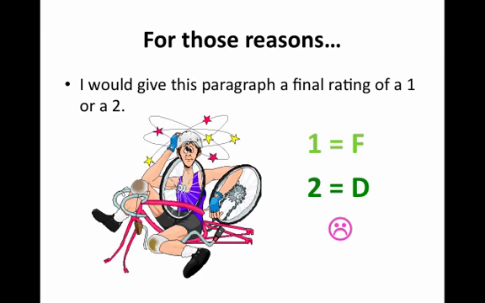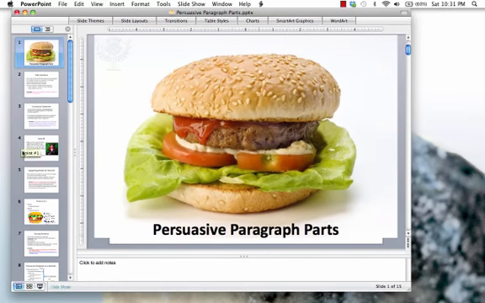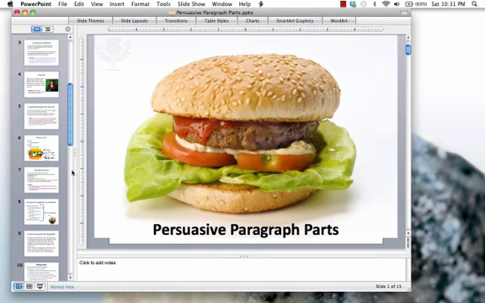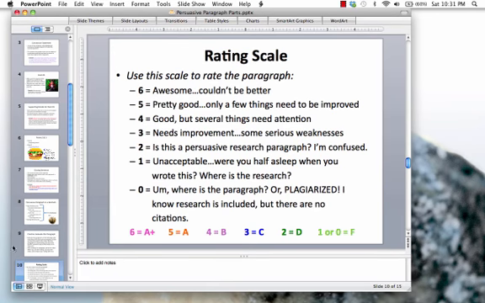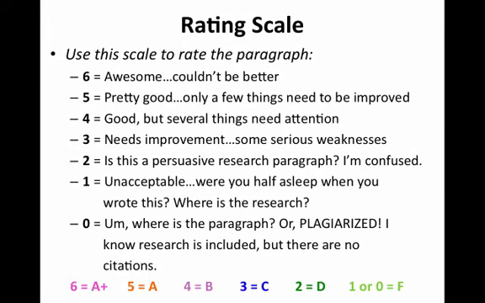Does your rating measure up with that? If we go back to our rating scale here, you'll remember that a 1 is unacceptable, were you half asleep when you wrote this? Where is the research? And a 2 is this a persuasive research paragraph? I am confused. So again, it's a persuasive paragraph, but there's no research. So that's why it's either a 1 or a 2. It would depend on the specific rubric that we're rating it with, but either way, it's a D or an F, which is not good, okay?